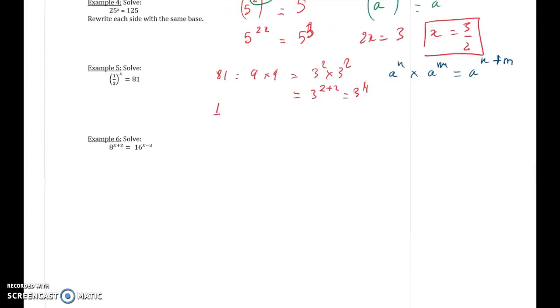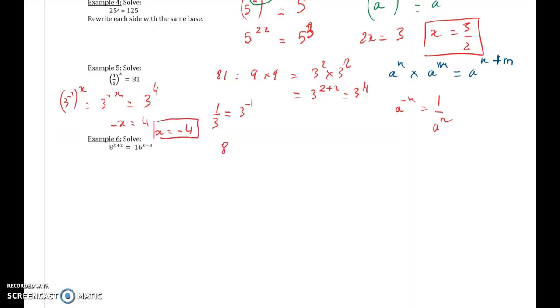Now, 1/3 is 3 to the negative 1. Remember, a to the negative n equals 1 over a to the n. So now I end up having 3 to the negative 1, to the x, which is 3 to the negative x, equals 3 to the 4. Negative x equals 4, x equals negative 4.